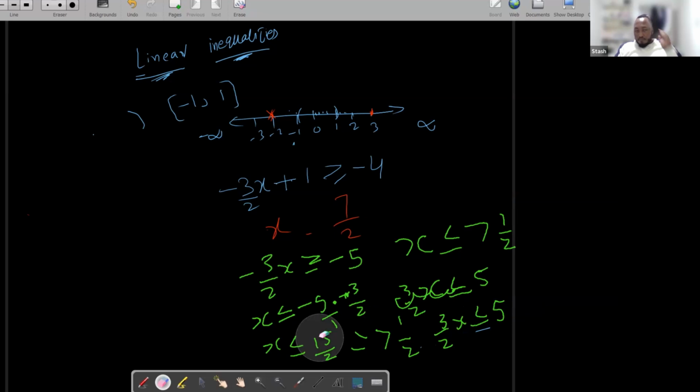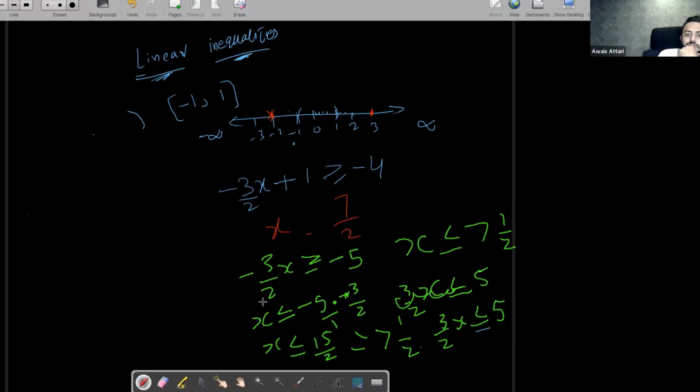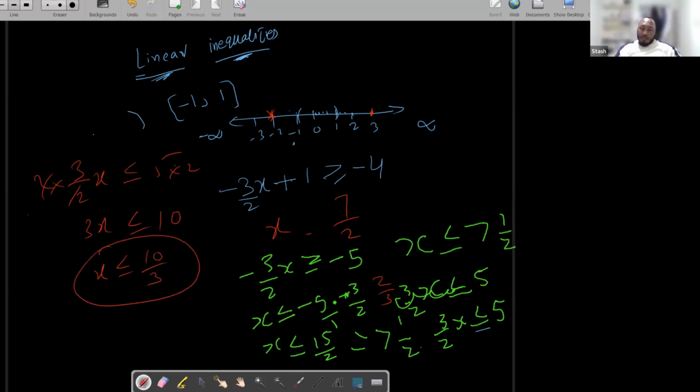By the way, how did you get that? Oh, you did it wrong. Look at that. When you take 3 over 2 to the right side, you have to write it as 2 over 3. Or you can write it like this: 3 over 2x is less than or equal to 5. Then you have to multiply by 2 on both sides. Now you have 3x is less than or equal to 10, and then x is less than or equal to 10 over 3. That is your solution. Oh, yes, because of the division. Oh, okay. I see.